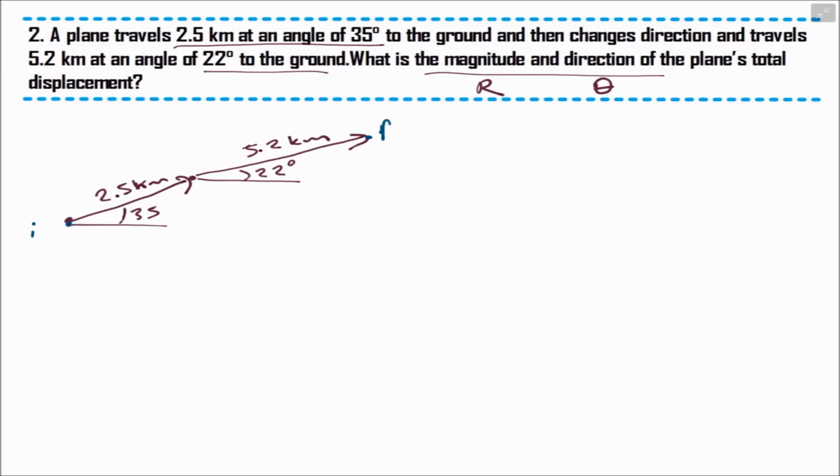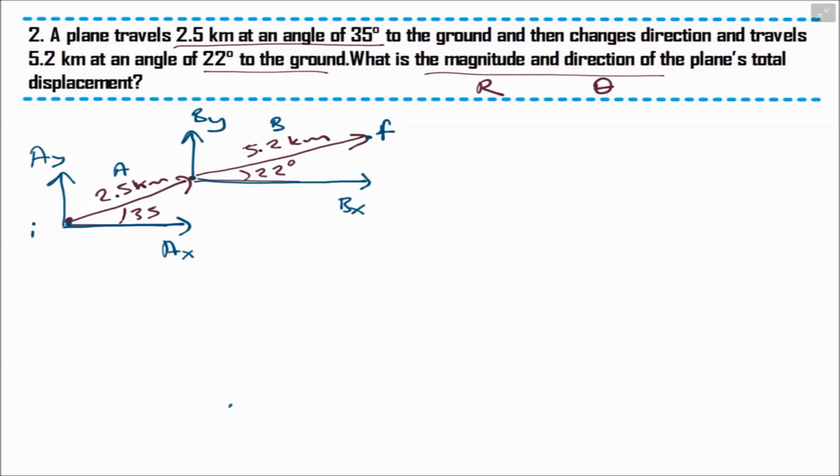So we have to separate the component of each vector. Let's say this is the vector A, this is the vector B. So this is the AX, this is the AY, and this is the BX, and this is the BY, we can say. AX, AY, BX, and the BY, all of them acting in the positive direction. So all of them result gonna be positive.